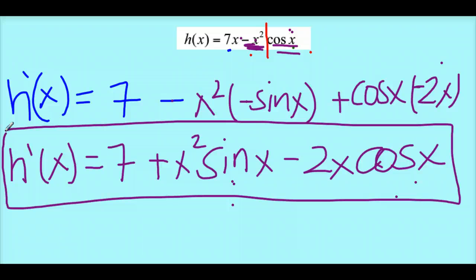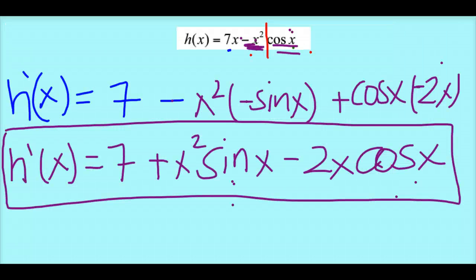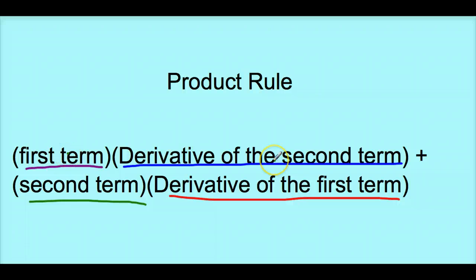So let's try another problem. But now let's try one that has three functions to it. So looking at your sheet of paper, I'm going to have a function f of x multiplied by a function g of x multiplied by a function h of x. So our pattern last time was, if I go back here, the first term times the second term, and then the second term times the first term.